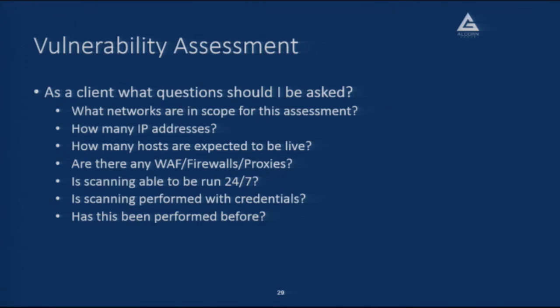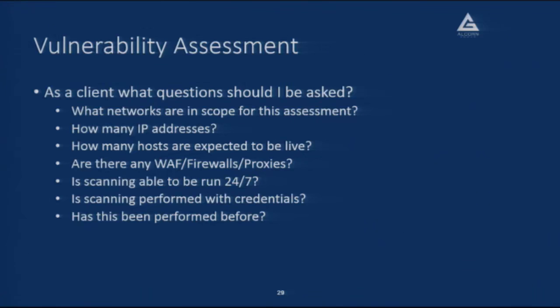If it's a big network, you say, well, we've got 65,000 IP addresses. And they'll say, well, that's going to take a long time. But how many of those do you expect to be live? Generally, a rule of thumb is about 20-30%, depending on the network, obviously. And are there any other kind of security controls in the way, such as WAFs, firewalls, proxies?